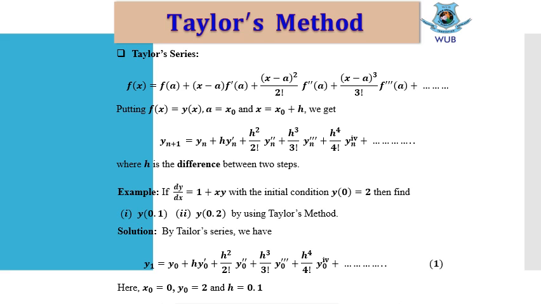Okay, there is an example given for you where you can see that dy by dx equals 1 plus xy with the initial condition y(0) equals 2. Then find out y(0.1) and y(0.2) by using Taylor's method. You are given an equation and the initial value of y, and you have to find y at certain points by using Taylor's method.